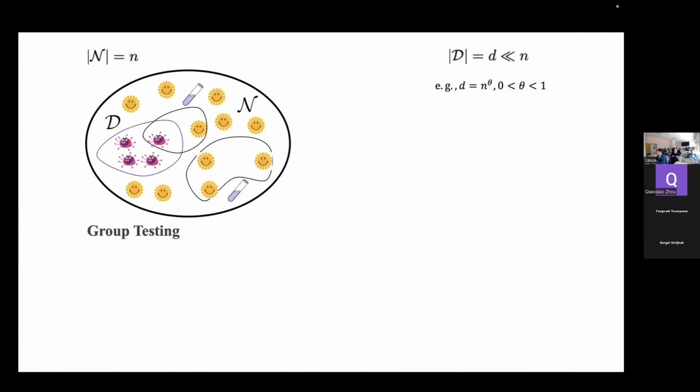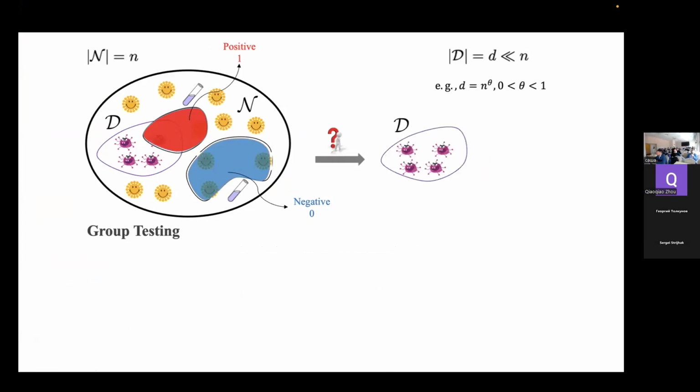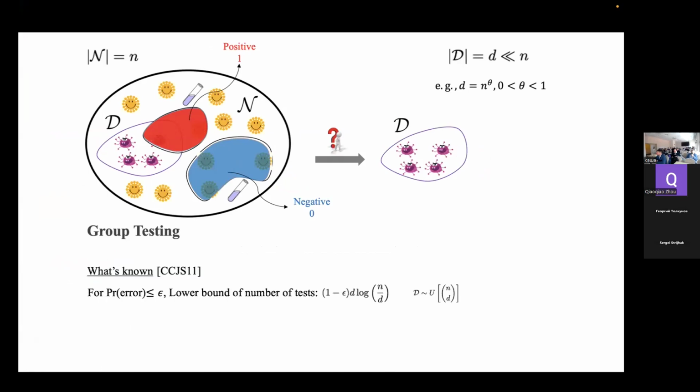So again, the test will be positive if it contains at least one infected person. It will be negative if all of the people involved are healthy. We want to construct a series of these group tests in order to identify the subset of infected people. A very well-known previous result is a lower bound. Suppose you're allowed to make a small error. The lower bound means the minimum number of tests you have to use to identify the infected people is always D log N over D.